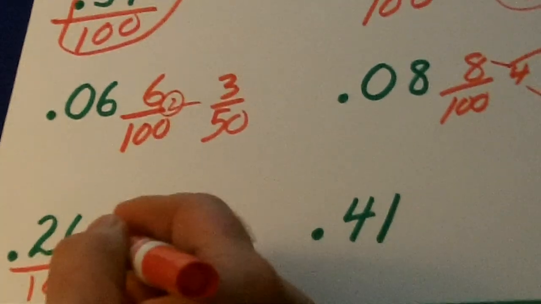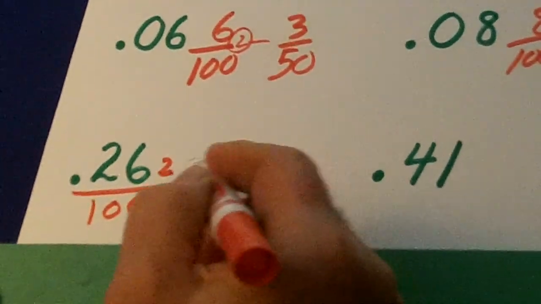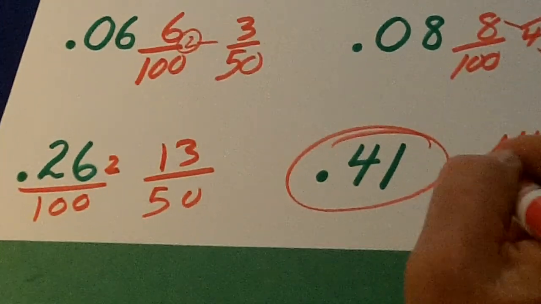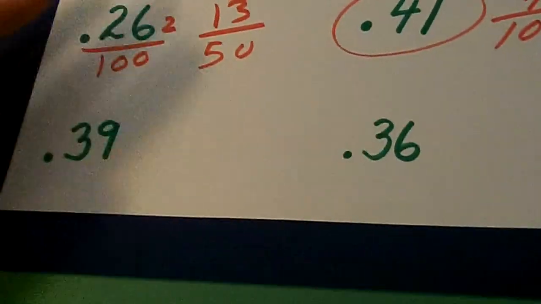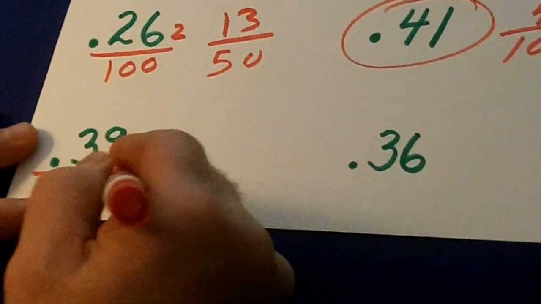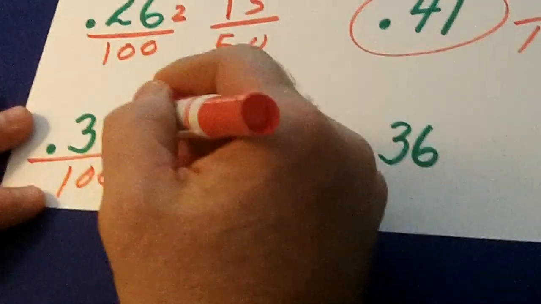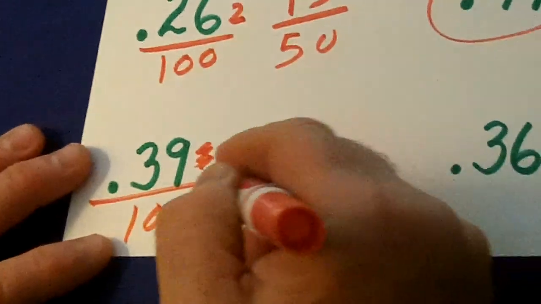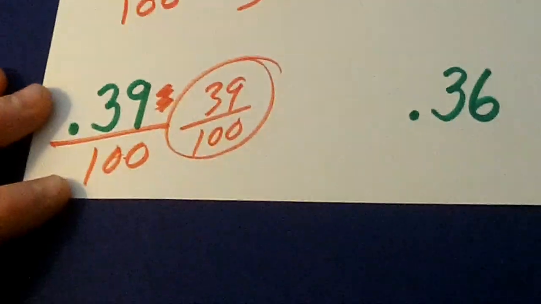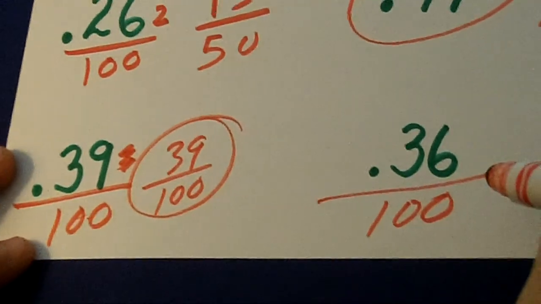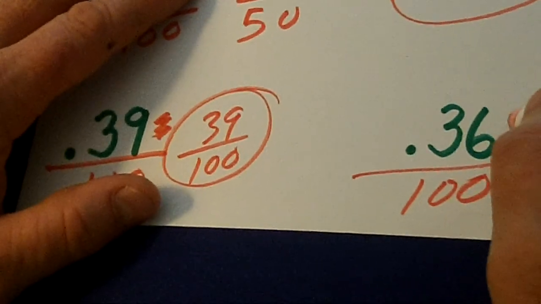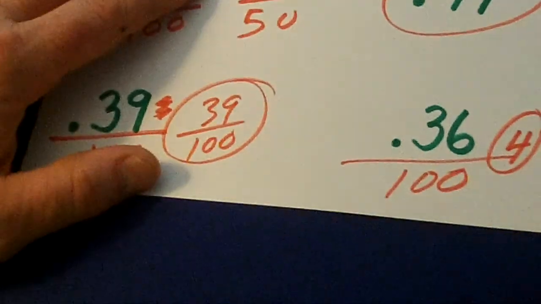26. The only number that can go into here evenly is 2, so we get 13, and 2 into 100 is 50. 41. Prime, 41 over 100. Okay? 39. Now 3 can go into here, but 3 cannot go into there. 13 can go into here, but 13 can't go into here. So 39 over 100 is reduced. 36 over 100. This is much like 48. 12 and 9 can go into the top, but not the bottom, so we're stuck with 4. So we get 9 over 25. Okay?